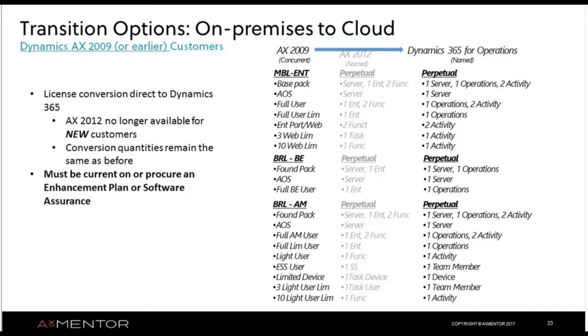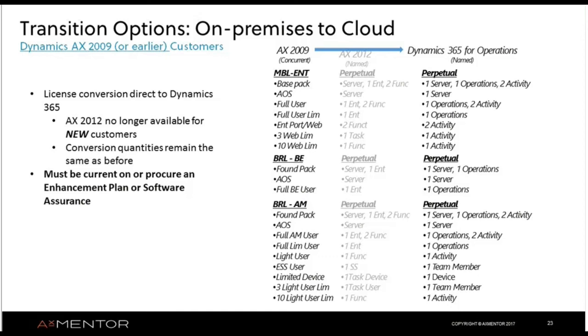So now Microsoft has enabled you to go direct to 365 and skip that middle step of going to 2012, but retain the same quantities that you would have received. This is 365 for operations, so that's why you'll see a server. If you were doing generic cloud, your licenses would convert the same way. You just wouldn't have these servers, if that makes sense, hopefully. Again, I put in here you must be current on or procure an enhancement plan or software assurance to use on-premise and to convert as well. So they want you to be in good standing.